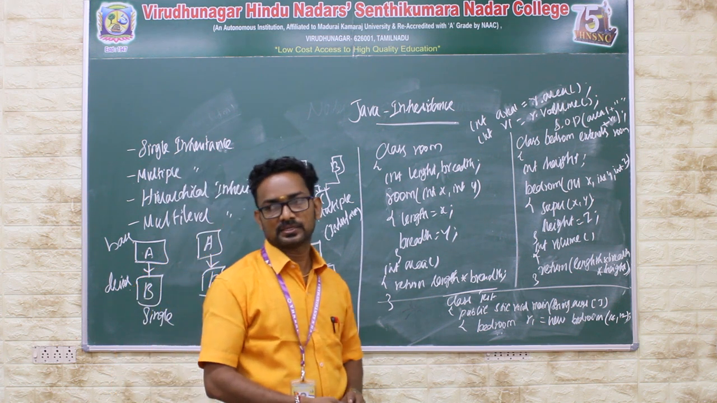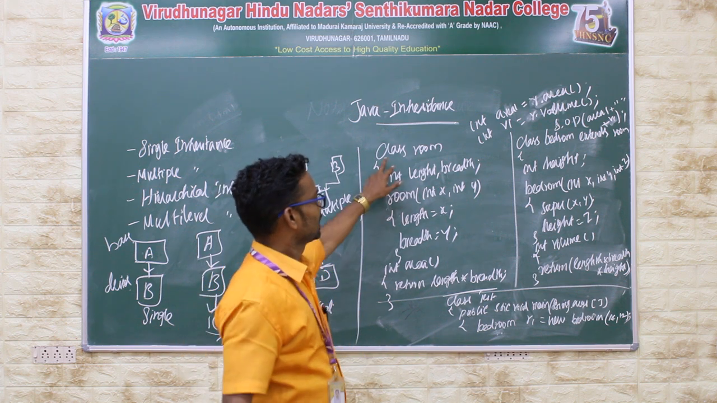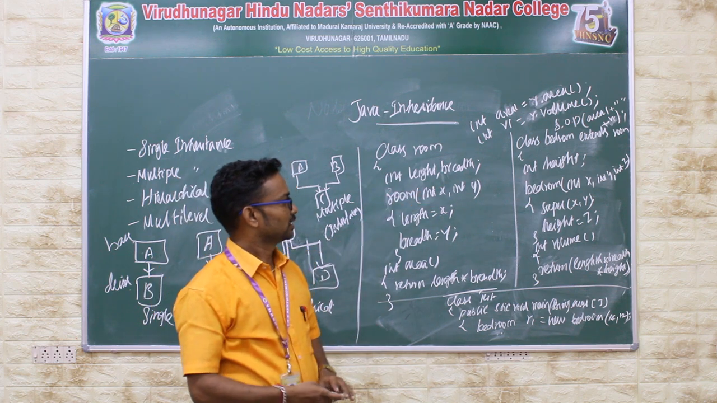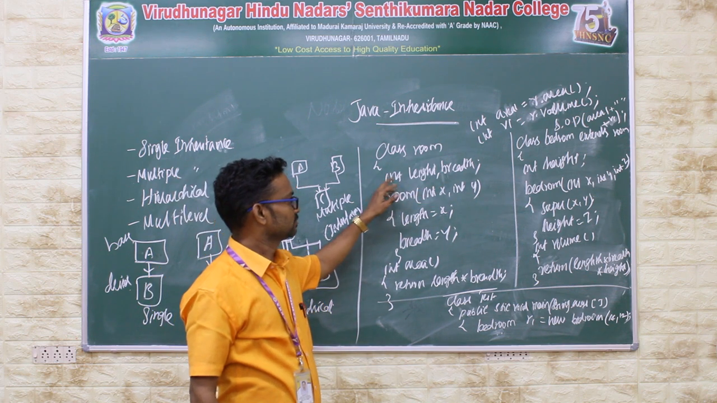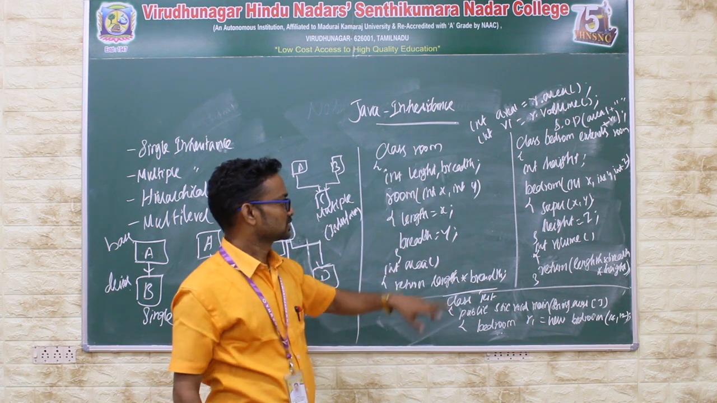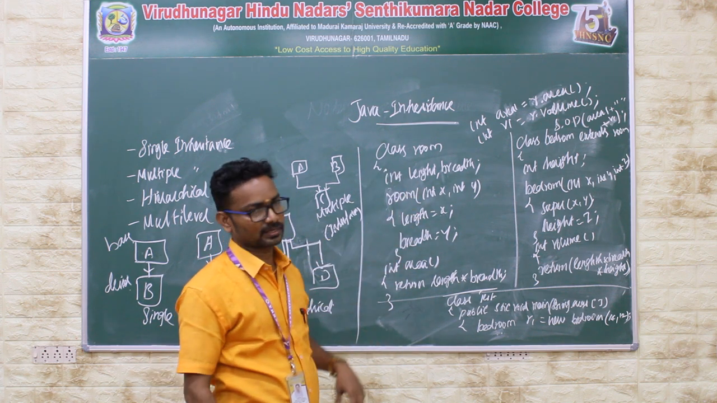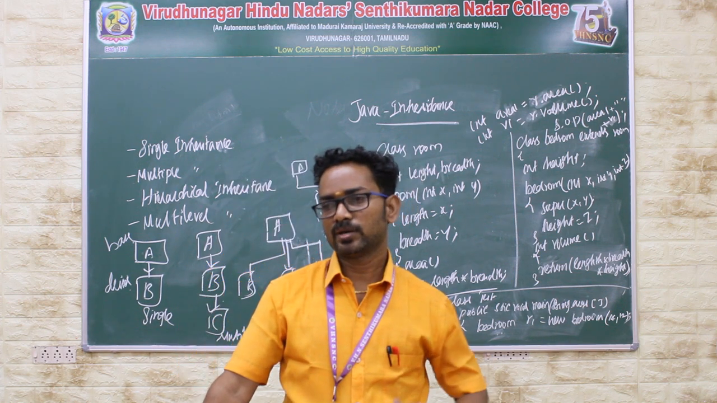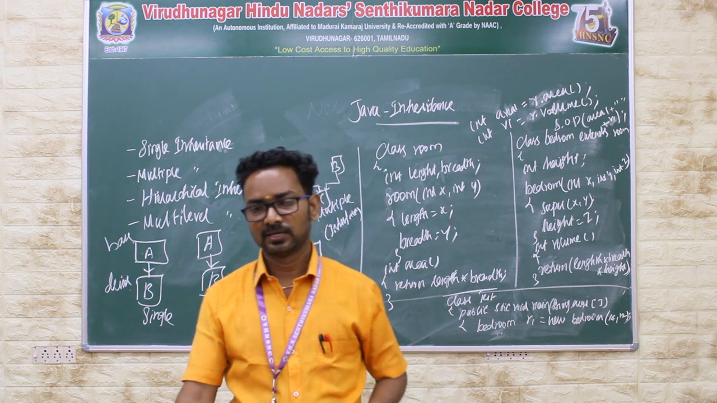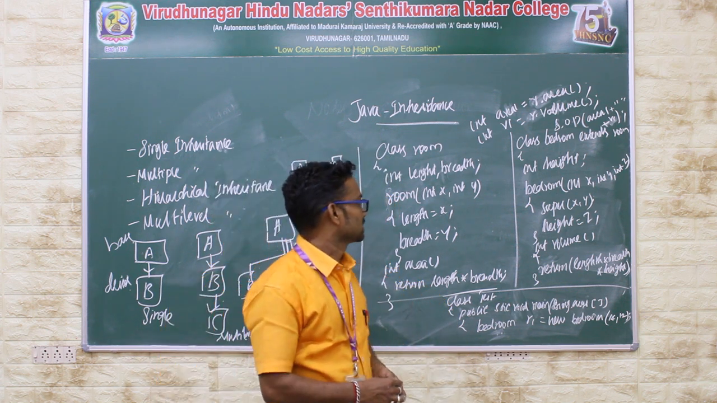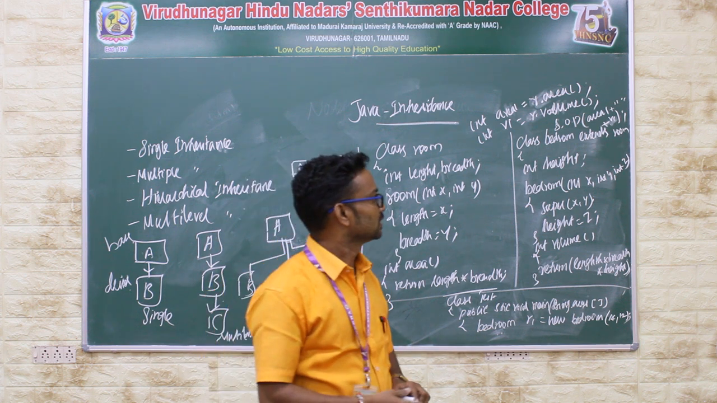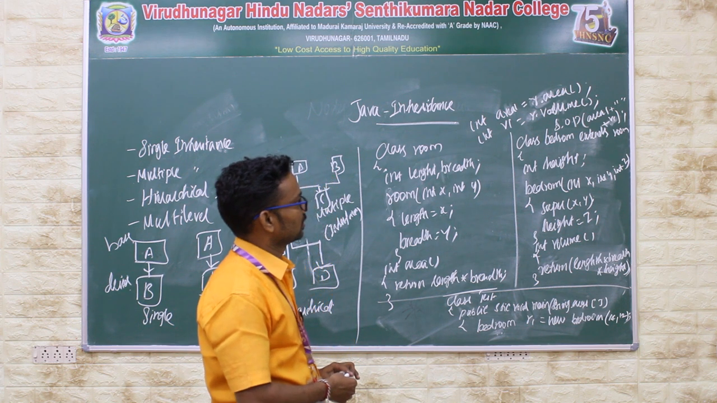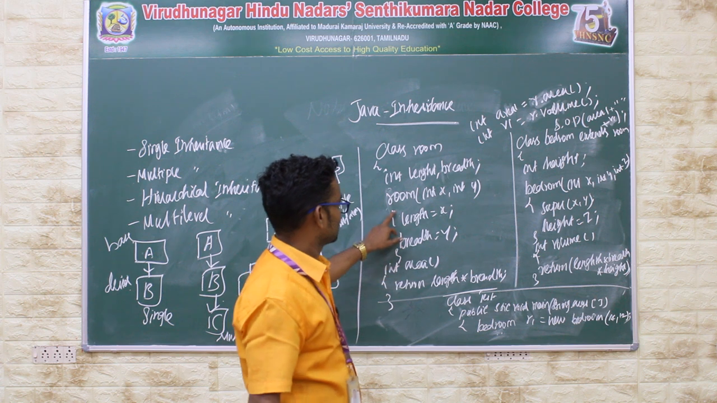Now a simple example for single inheritance. There is a class called Room, which is the class name. It declares two int variables, length and breadth. Then we declare a constructor. We discussed constructors in the previous video. A constructor is similar to a method, and its name is the same as the class name.